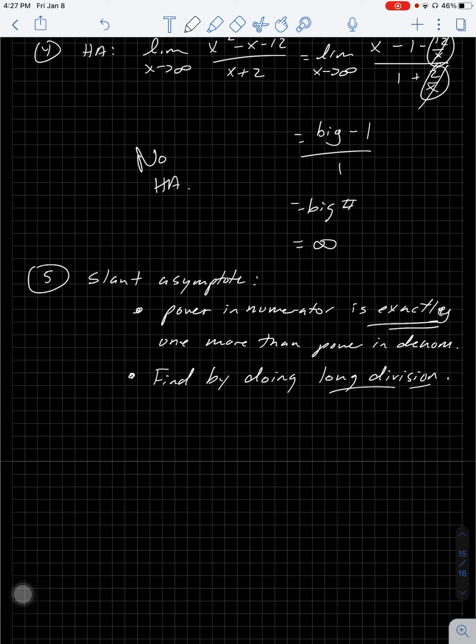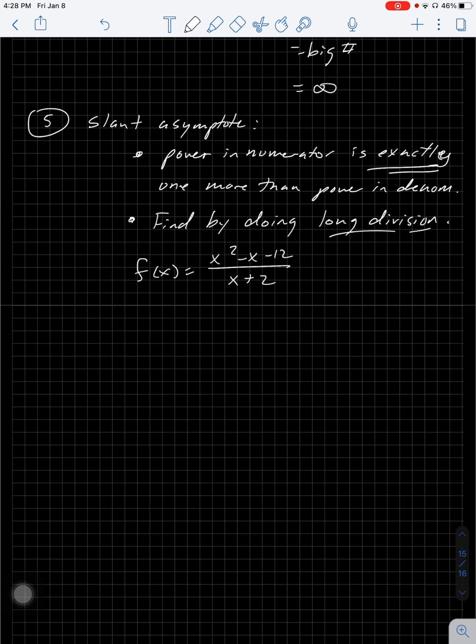That's the application from section 3.3. All right, so let's take a look at it. Here's my function. And I told you, you can always write a rational function just as a fraction like this, or you can actually divide it out. So what happens when we divide it out?